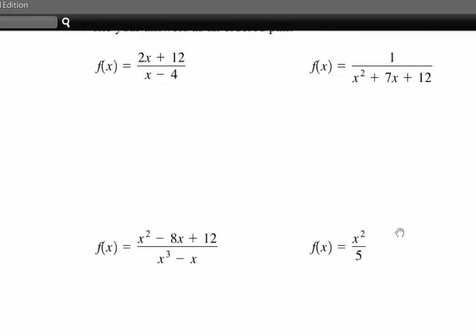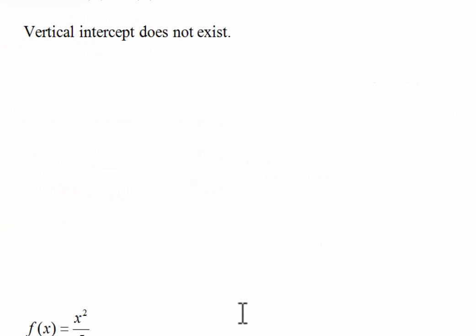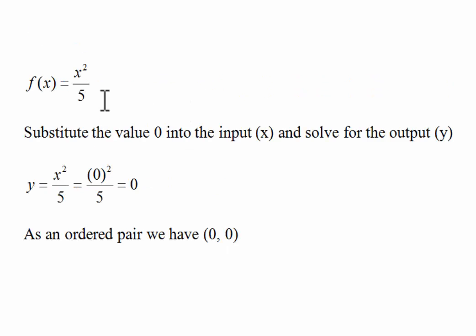And for our fourth problem, we have x squared over 5. Again, I am looking for the vertical intercept, so I substitute in 0 for x, and I solve for y. So when I make x 0 and I solve, my y becomes 0, so the ordered pair is 0, comma, 0.